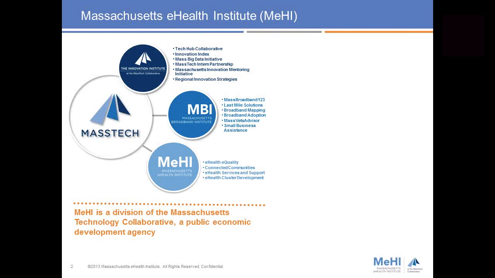Moving over to the Massachusetts Broadband Institute, or MBI, they work extensively to extend affordable high-speed internet access to all homes, businesses, and other public places across the entire Commonwealth. A couple of initiatives that I think are worth mentioning, of course, is the Mass Broadband 123, which is a network which was built to spread broadband connectivity across western and north central Massachusetts specifically.